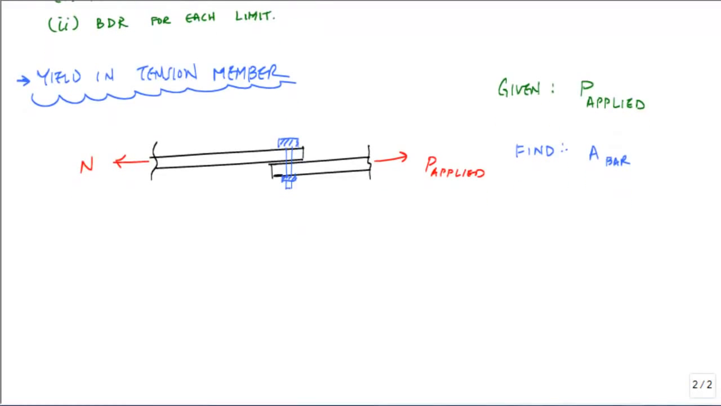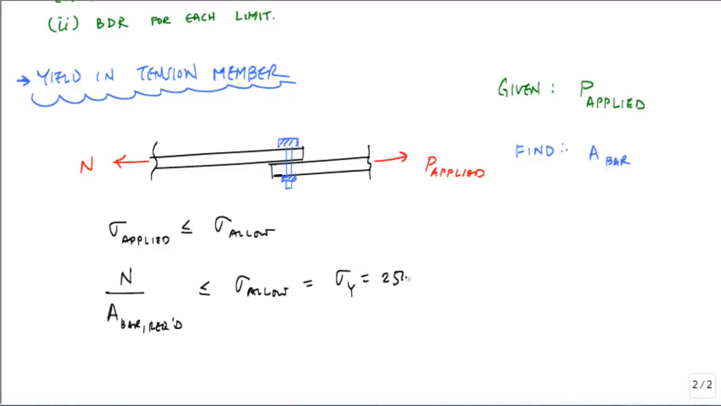And to do that, we would say, okay, let me use my basic design relationship. So this would be sigma applied is less than or equal to sigma allow. And here I would have N divided by A bar required is less than or equal to whatever this sigma allow is. And typically, if this were steel, sigma allow for this material would be sigma y, 250 MPa.